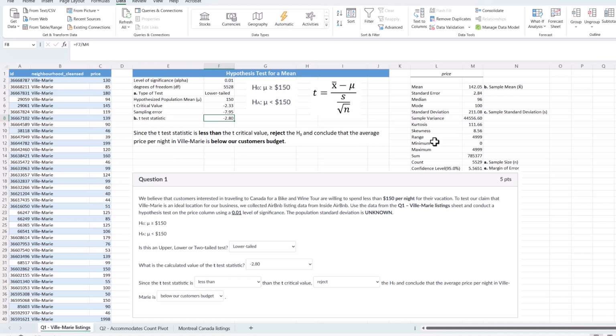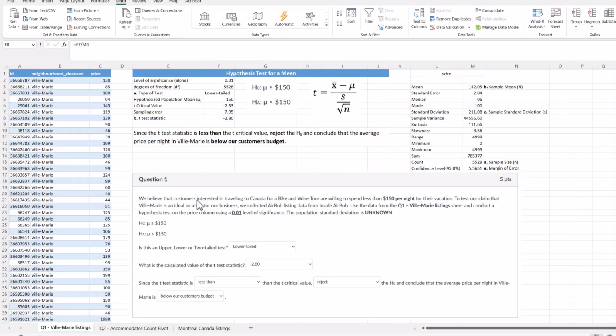This is where it's important that these questions are actually written from a business sense. Instead of saying that we reject the null hypothesis and conclude that the average price per night is less than 150, we're saying that it is below our customer's budget, because that is a part of our research for this project. We have identified that this is the price that our customers are willing to pay, and we are running the hypothesis test to determine if this neighborhood is generally priced under our customer's budget. So you want to watch out for the wording when you're answering these questions.